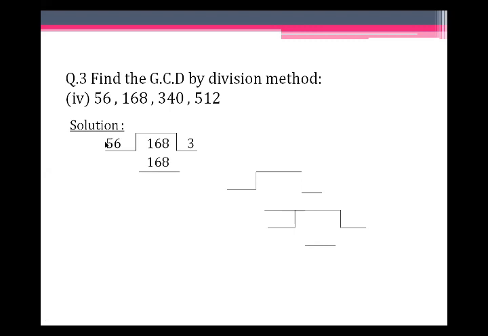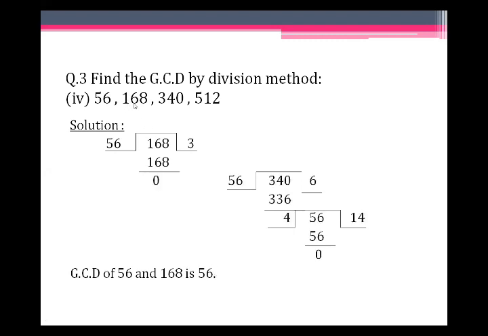56, 168. We know that if we multiply 56 by 3, it divides 168 completely. Now students, the GCD of 56 and 168 is 56. Now here we take the GCD of 56 and the next number, which is 340. We write 56 as a divisor and 340 as a dividend.